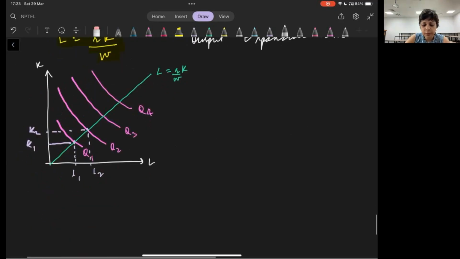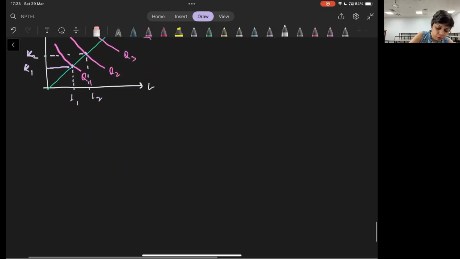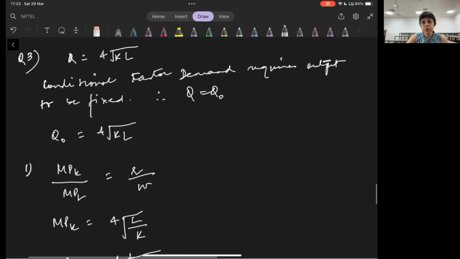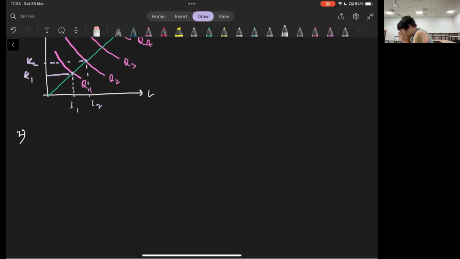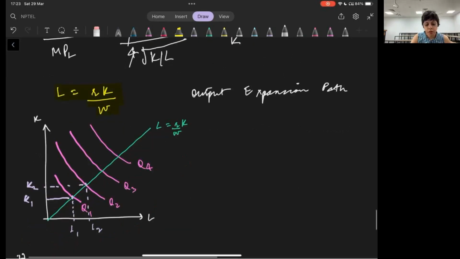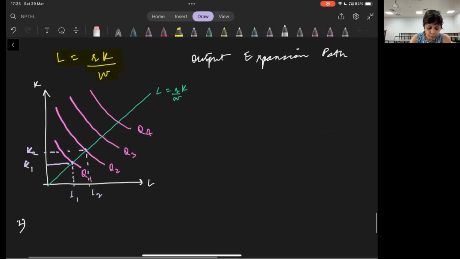We were supposed to find, this is 2, this is say 1. We were also supposed to find factor demand, right? We were supposed to find the factor demand also. Now in factor demand, we can simply use this condition which we already got. You already got L in terms of K, R and W, right?